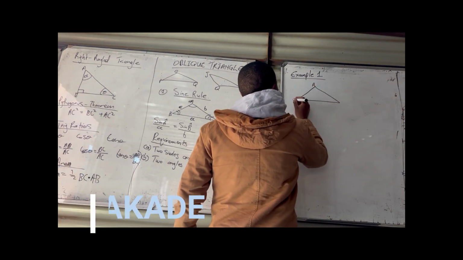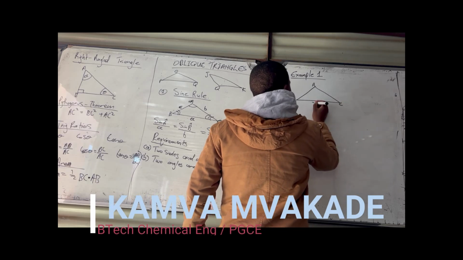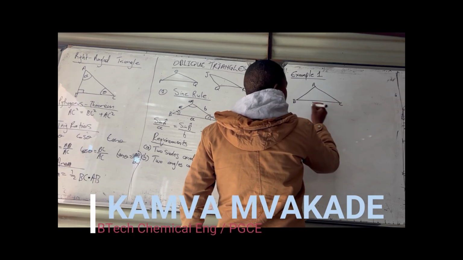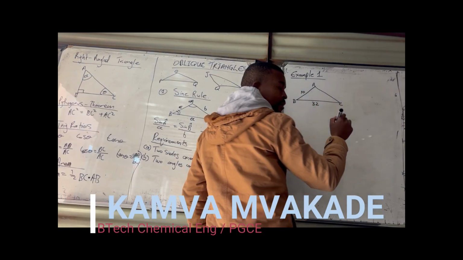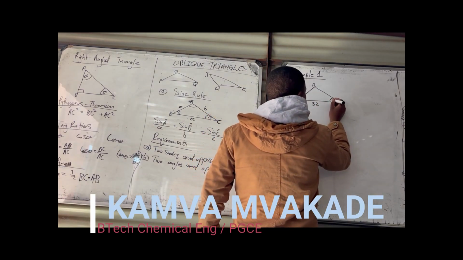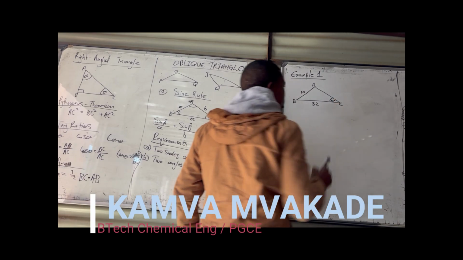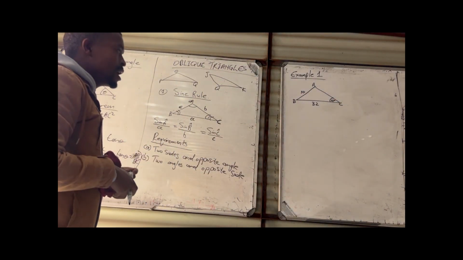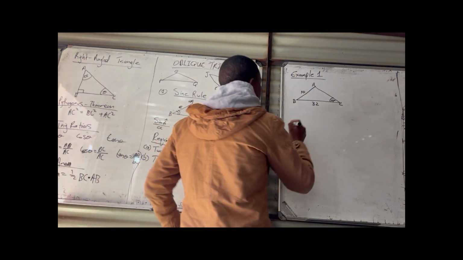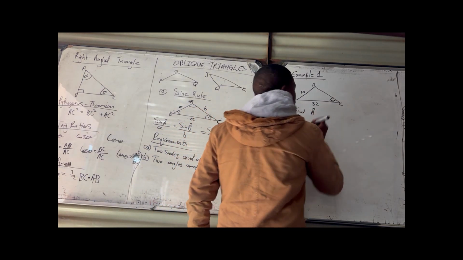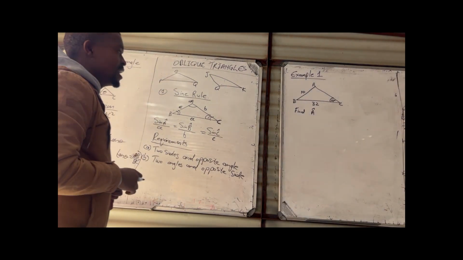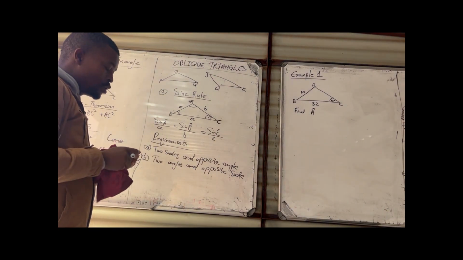We have triangle ABC. One side is 10, another is 32, and here we have 15 degrees. And the question says, find angle A. So how are we going to do this one?